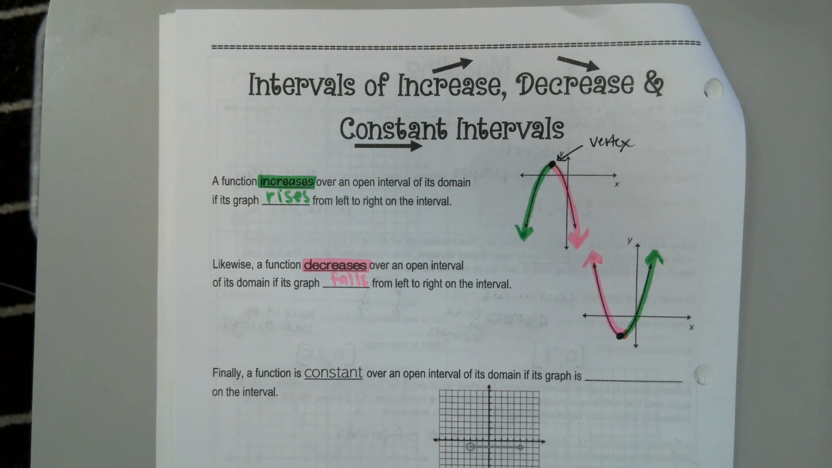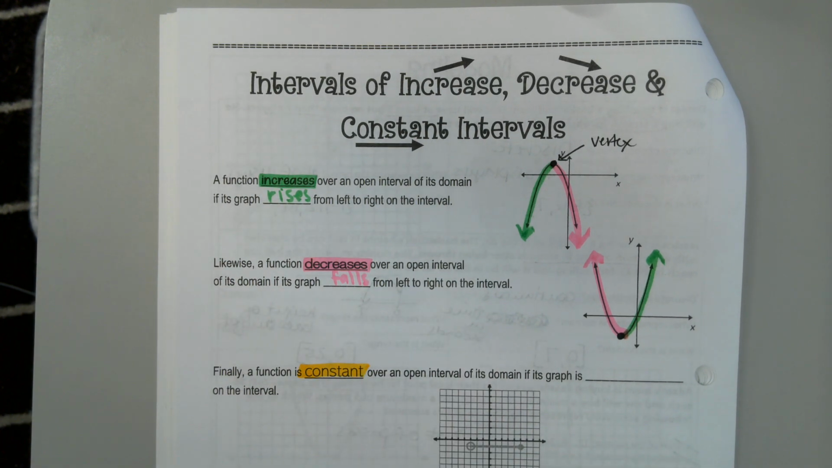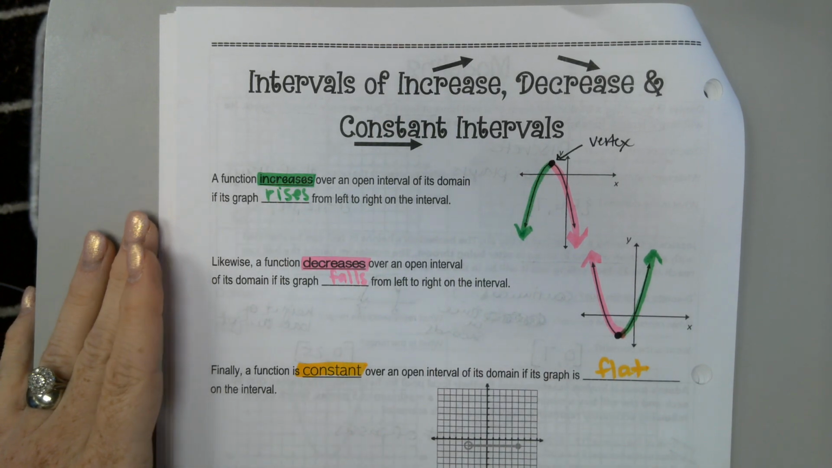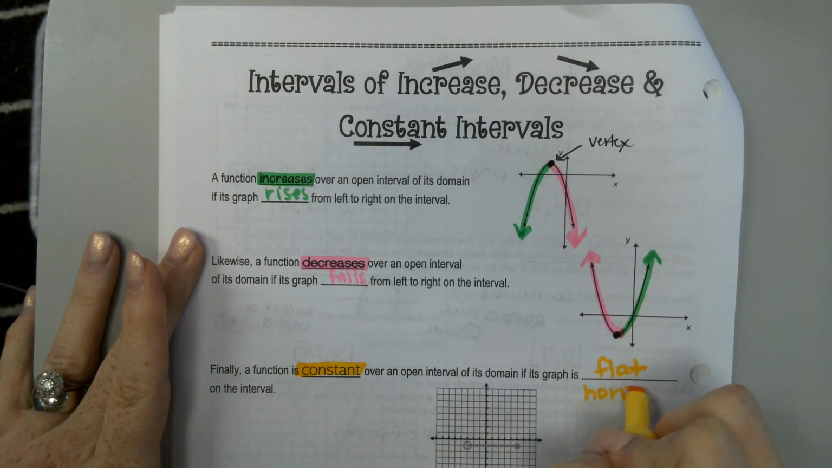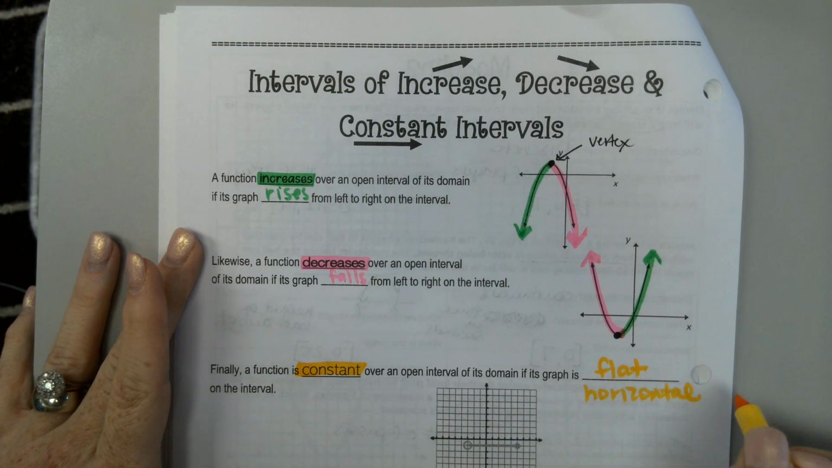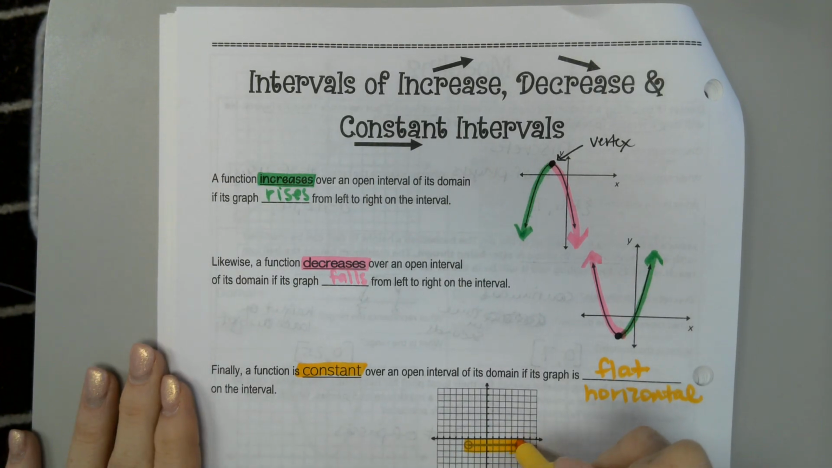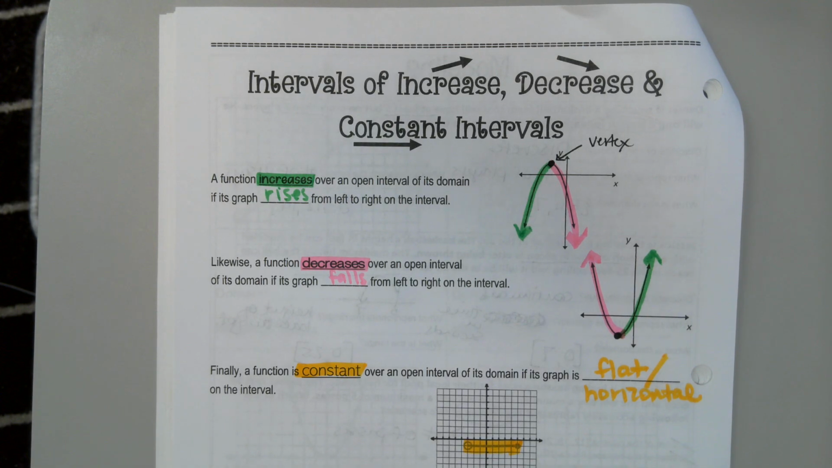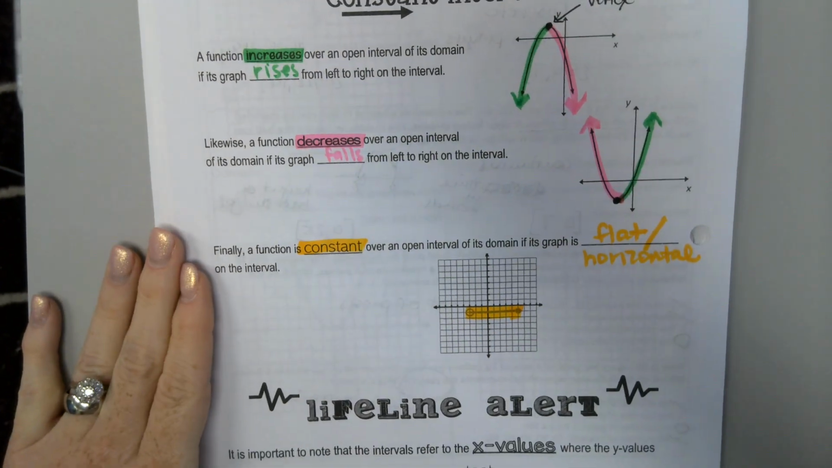Okay? Then finally, a function is constant over an open interval if its graph is flat on the interval. Okay? Flat or specifically horizontal. That happens from here to here.